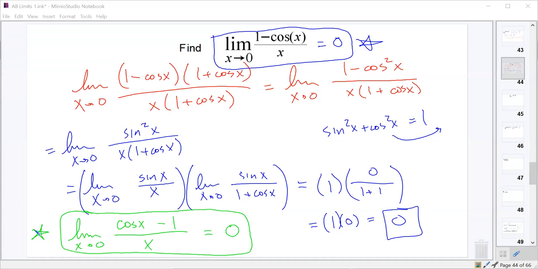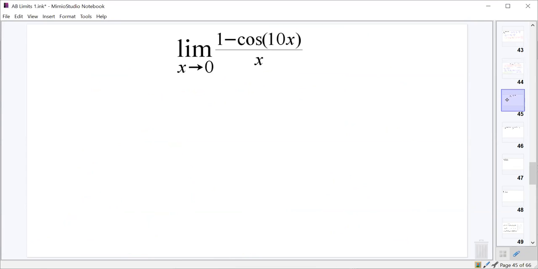All right, so we now got 4 that we need to have memorized, right? The limit as x approaches 0 of sine x over x, x over sine x, and then these 2 on this page. All right, let's see if we can use that rule to help us with this limit. 1 minus cosine 10x over x. What do you think we should do?